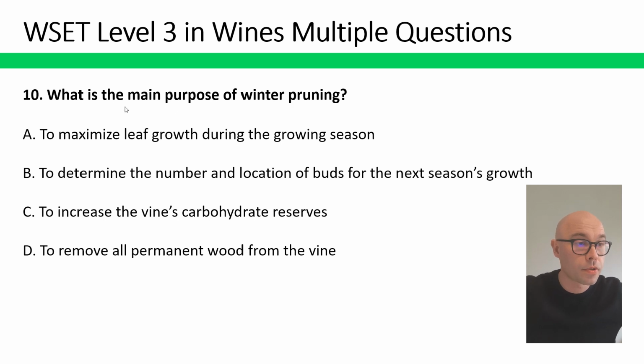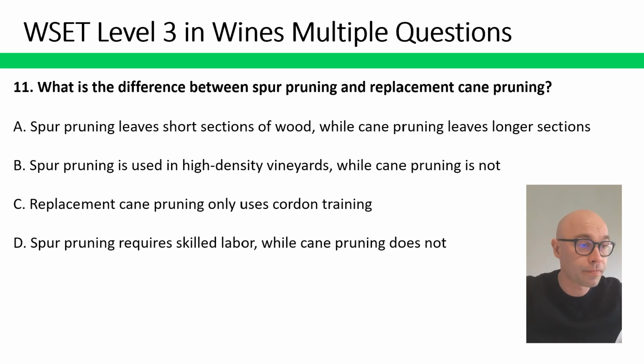What is the main purpose of winter pruning? To maximize leaf growth during the growing season, to determine the number and location of the buds for the next season's growth, to increase the vine's carbohydrate reserves, to remove all permanent wood from the vine. The correct answer is B, to determine the number and location of the buds for the next season's growth.